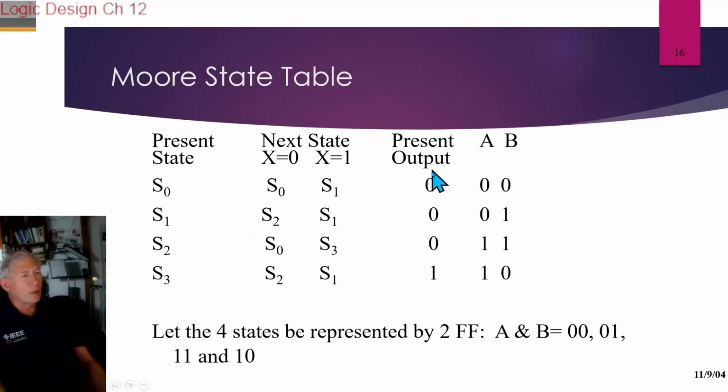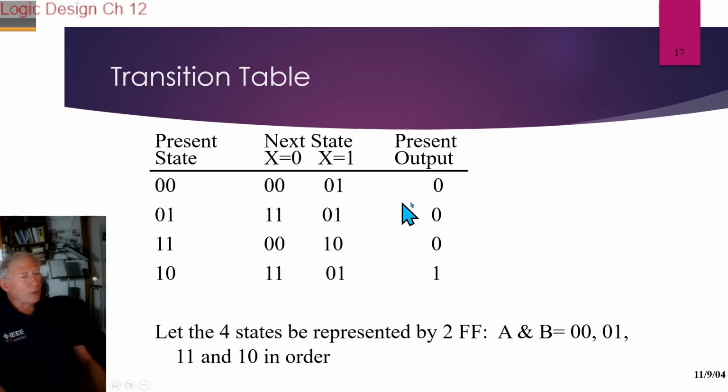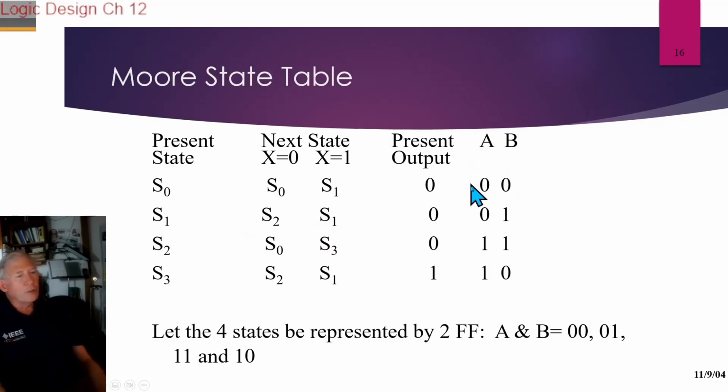Notice we have just one column for our output again because it's a Moore machine. The output does not depend on the next input, just on the current state. Now we didn't use straight binary. We got a little tricky here. For state S0, we did 0, 0. For state S1, we did 0, 1. But for state S2, we did 1, 1. And for state S3, we did 1, 0. So we kind of flipped them around here.